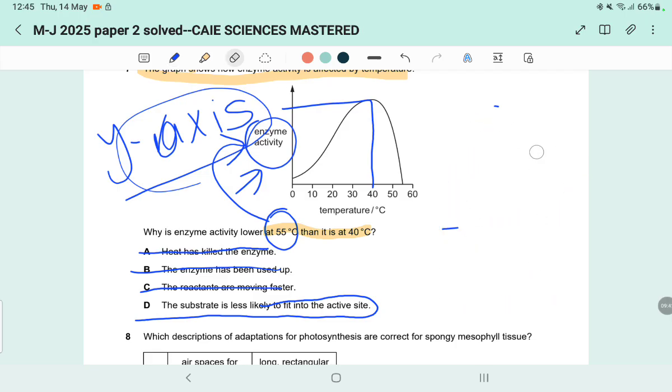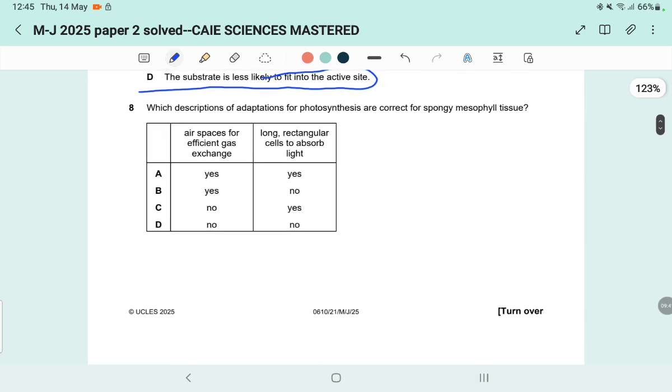Now moving on to question number 6. It says, which descriptions of adaptations for photosynthesis are correct for a spongy mesophyll tissue? In option B here, you can see he's giving air spaces for efficient gas exchange, and long rectangular cells to absorb light. So basically he's asking what is correct for a spongy mesophyll tissue.